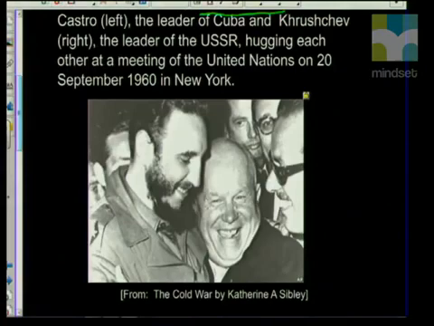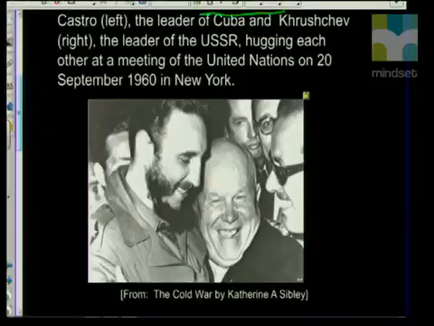The leader of the USSR, Khrushchev, on the right. So you already know who these two people are. You don't have to panic and get confused when you're answering that question. They were hugging each other. So again, that is a clue. I'm going to quickly underline that because that is going to help you answer the question. So you can see that they are hugging each other. That's a very, very important clue because it will help you understand whether they had friendly relations or not.